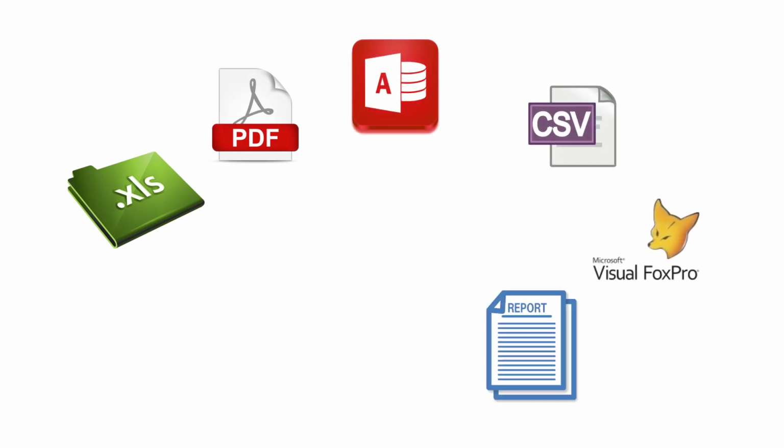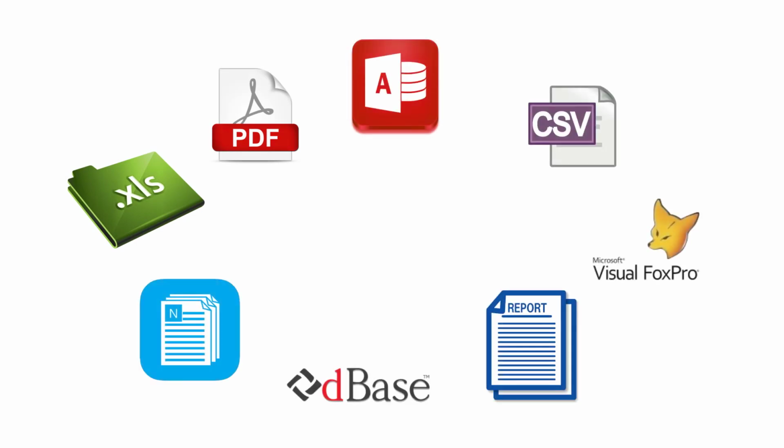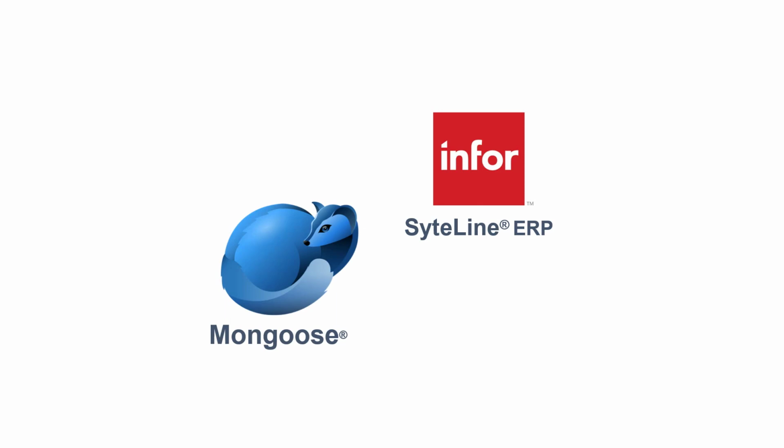Once you've identified what you need out of the legacy system, all you need to do is export it out to any number of different formats. We can work with pretty much anything. Now, let's get down to business and build your new history module in Infor Mongoose.